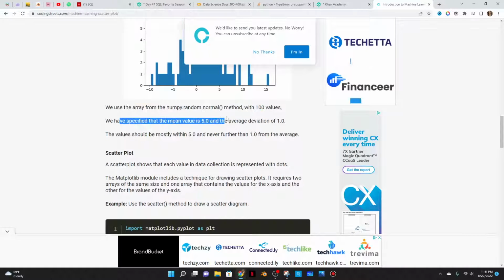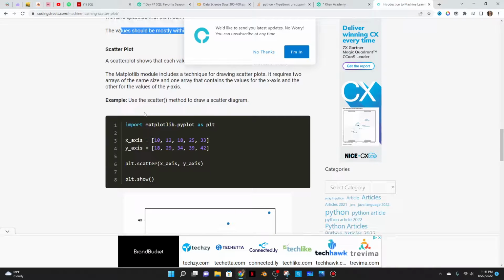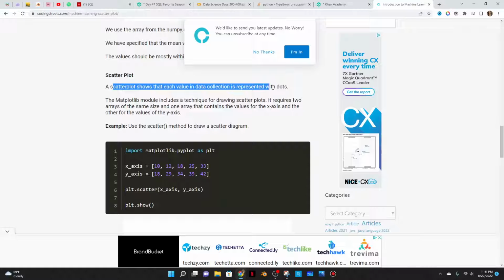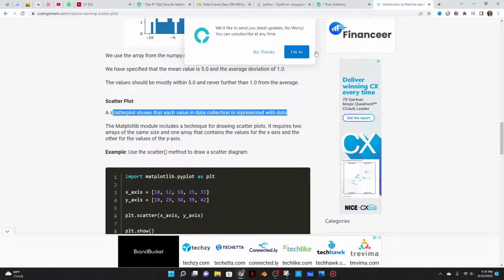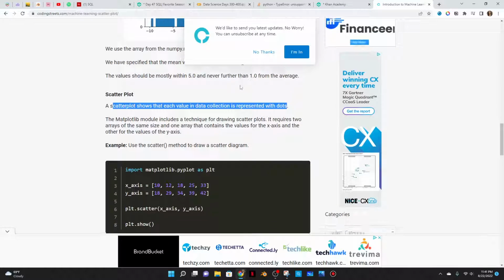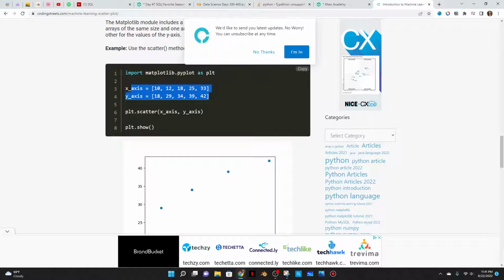100 values, the mean is 5, and the average deviation is 1. The values should be mostly within 5 and never further than 1. And then the scatter plot. What in the world? So a scatter plot shows each value in the data collection. So then why in the world did I have 2? Wait, but why do they have 2? It just doesn't make sense.